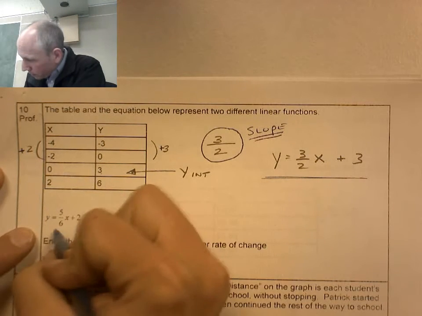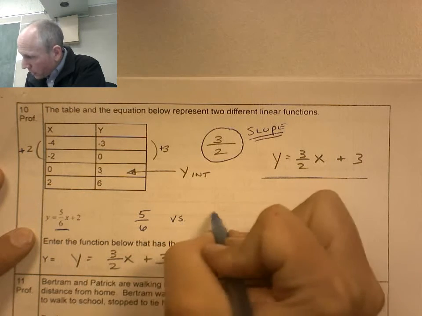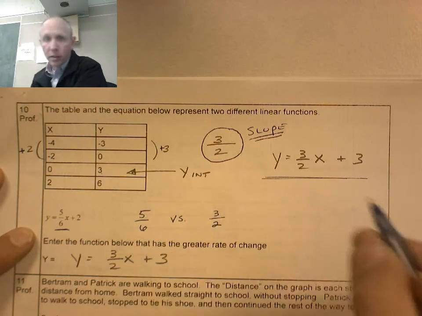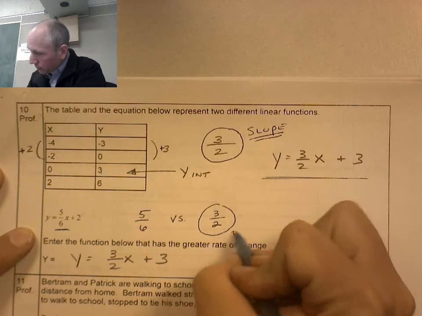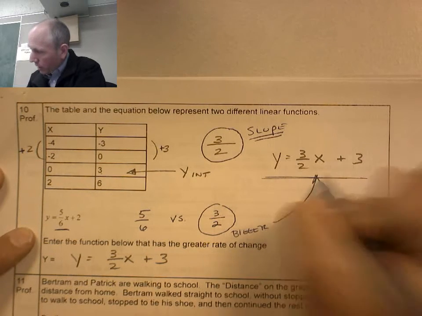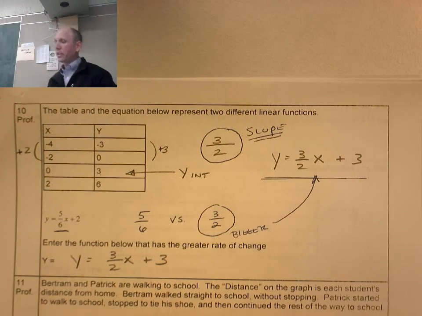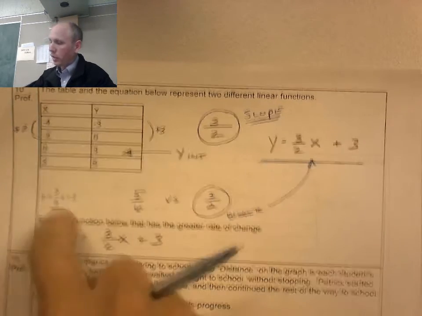So we have 5/6 versus 3/2. Who's bigger? This guy's bigger. That guy's the bigger one, so which one has the greater rate of change? This one has the greater rate of change. It's got a bigger rate of change than that one.